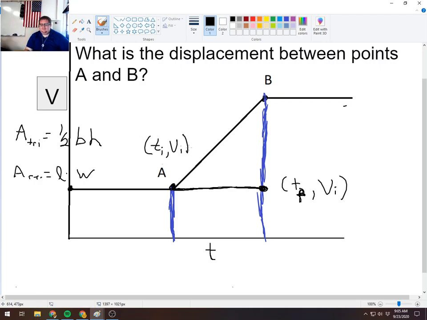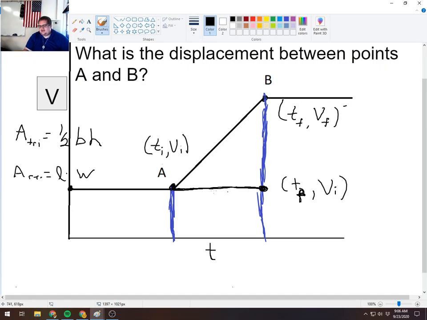Okay, so let's just go ahead and label this point 2. This point here has the same x value, right? So this would be TF, comma, let's just call it VF is the y value. Okay. So now we can label our sides, and bear with me. I know it'll get a little ugly, but it'll be nice at the end.